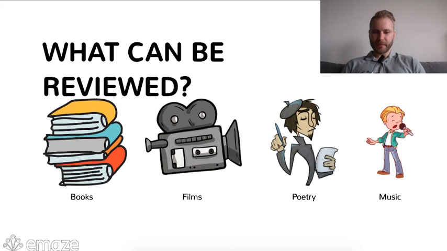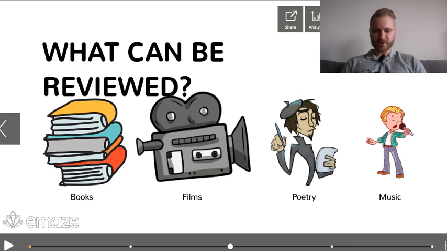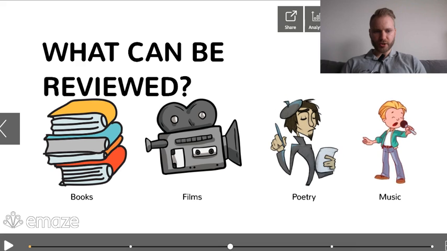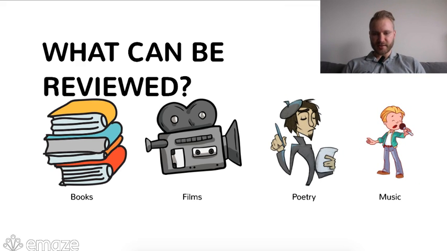So what sort of things can be reviewed? Well, pretty much anything really. When we're talking English, the main things are going to be books, films, poetry, and possibly music. Now, any of those things can be reviewed exactly as they are. You can read a book, watch a film, read poetry, listen to music, and you can make a review of that. But all of these things can be performed live, okay?